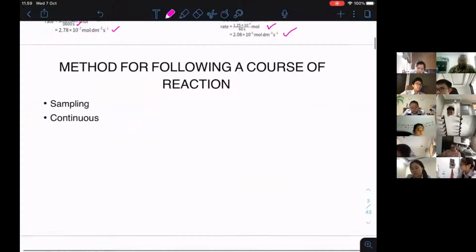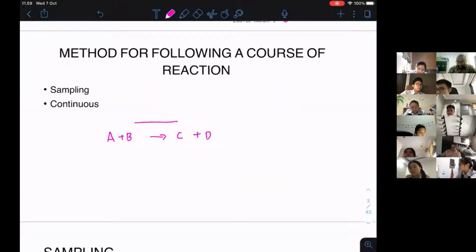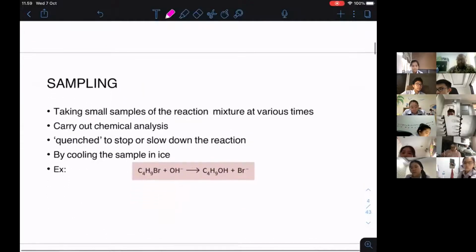For example, if you have A reacting with B to give you C plus D, there are ways to actually find out the progress of the reaction as it proceeds. I can use two methods. One method is called the sampling method. Another method is called continuous. Let's look into what is meant by the sampling method.